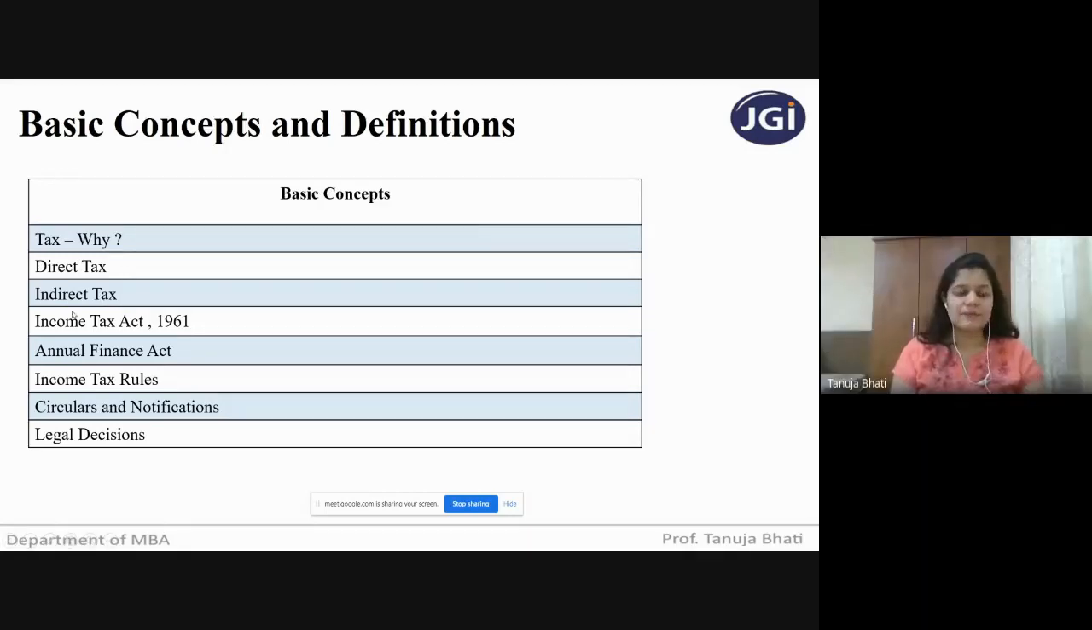Okay. Now let us understand this concept of what is Income Tax Act 1961. See, all these are the concepts which you all just need to understand. Because this will be used again and again in the future modules. So what is Income Tax Act 1961?